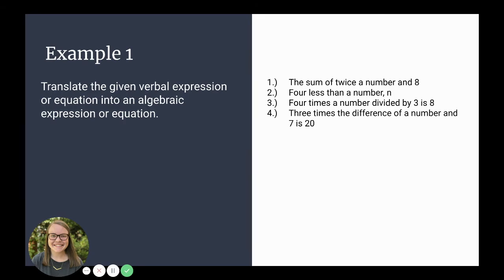Number 1 says the sum of twice a number and 8. Number 2, 4 less than a number, n. Number 3, 4 times a number divided by 3 is 8. Number 4, 3 times the difference of a number and 7 is 20. Go ahead and pause the video and take a moment to answer those 4 questions.